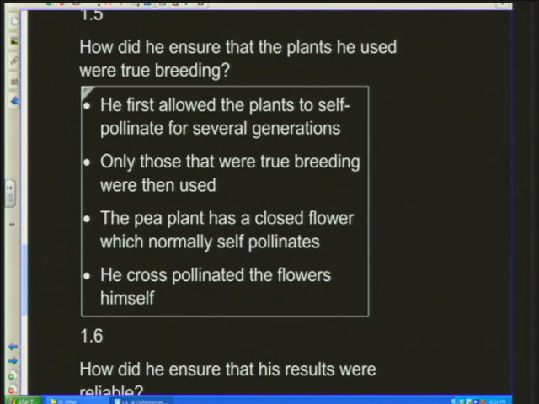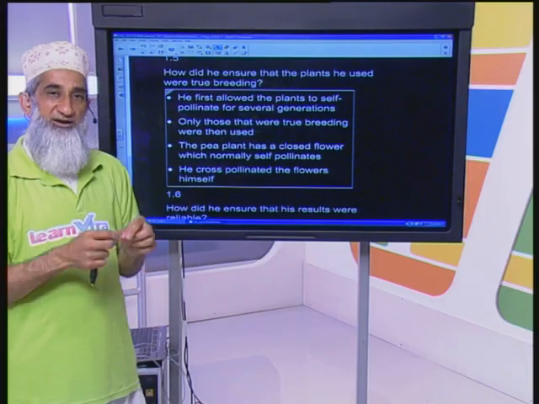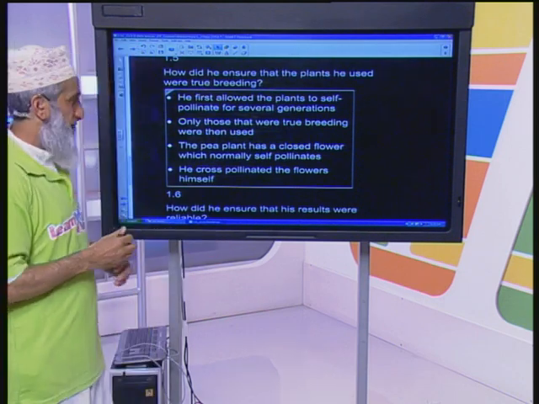And why could he do this? It's because the pea plant has a closed flower. Normally, it self-pollinates because no insect or other vector can get any pollen in. So what he could do, he could open the flower and dust off pollen from one plant to the other. He could self-pollinate it.